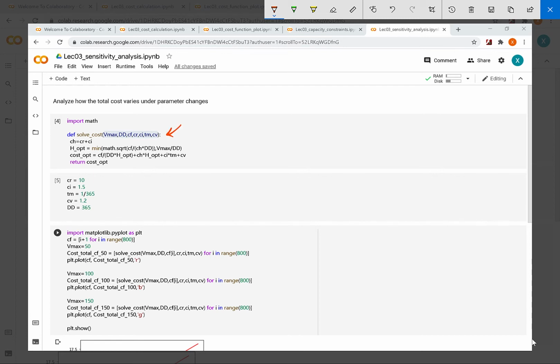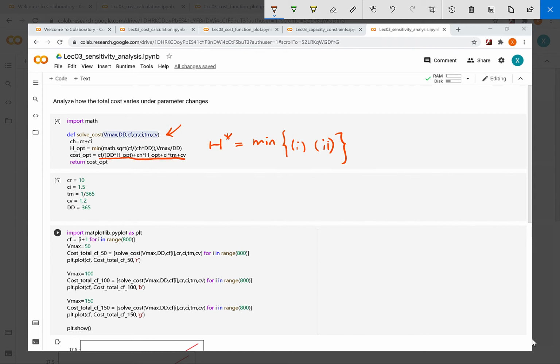First, we'll define the total cost under the optimum headway. This is a wrap-up of all the formulas we have. Optimum headway based on the minimum of two cases. And then we have our expression for the total cost.